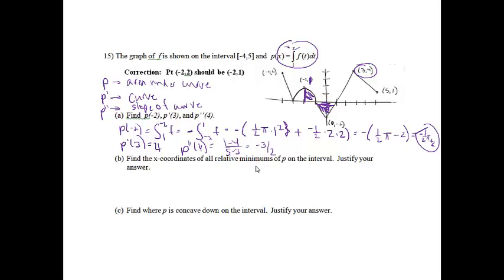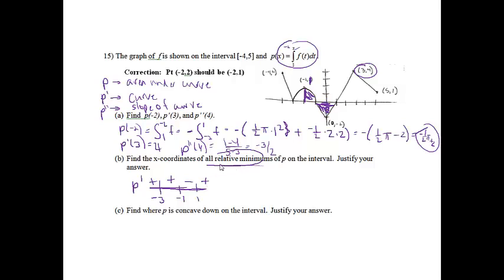Okay, find the x-coordinates of all relative minimums of p. So if I want relative minimums of p, I need a p prime chart. And p prime chart is the curve. So I'm noticing that the curve is equal to 0 at negative 3, and then at negative 1, and then at 1, and that is it. Okay, before negative 3, my curve is above the x-axis, so p prime will be positive. Between negative 3 and negative 1, my curve is still above the x-axis, so still positive. Between negative 1 and 1, my curve is below the x-axis, so p prime will be negative. And after 1, p prime is above the x-axis, so it will be positive.